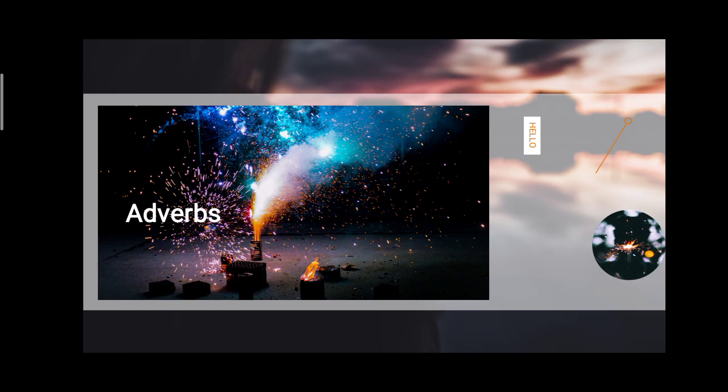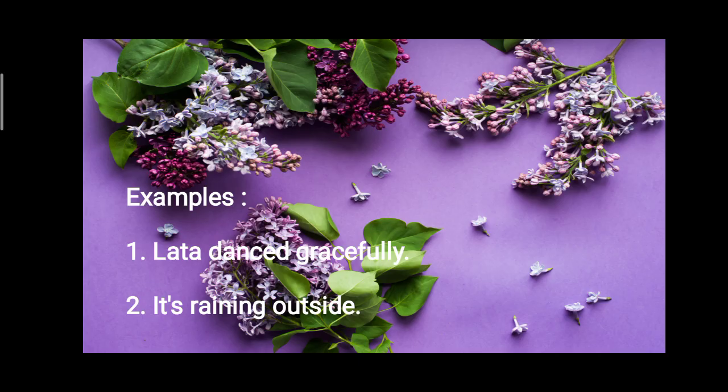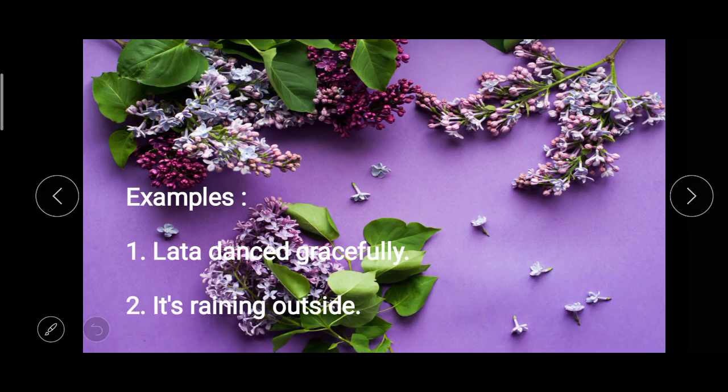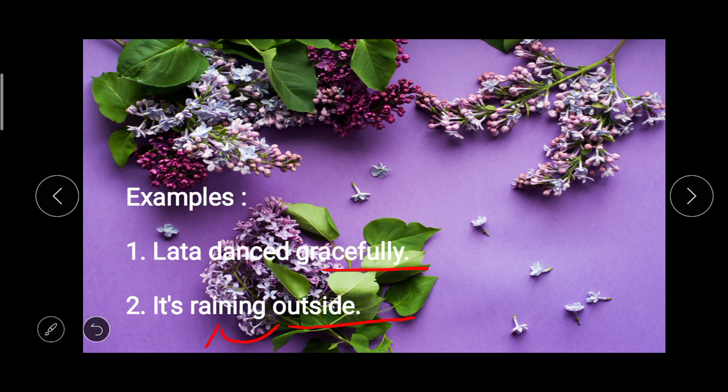Students, to understand adverbs, at first let me show you two examples. Number one is Lata danced gracefully, and number two, it's raining outside. Here you can see the words gracefully and outside are giving us more information about the verbs danced and raining. Okay, students, we will call them adverbs.